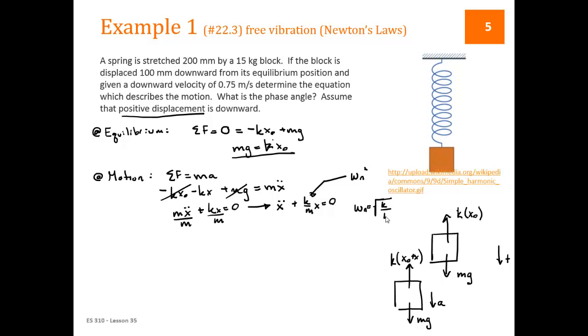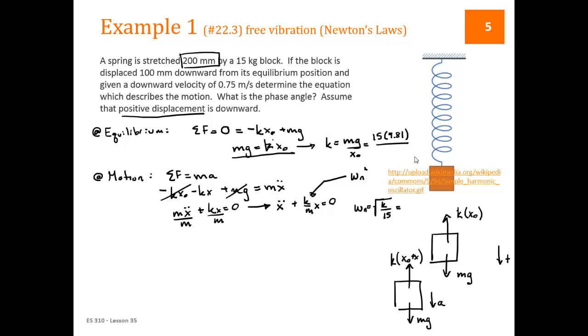We do know m is 15. Alright, let's figure out what k is. We can go back up here and use numbers in this expression to find k. So based on this expression, k is equal to mg divided by x naught. Well, m is 15, g is 9.81, x naught is the initial stretch under just gravity, so 0.2. So k is equal to 735.75. Plug that in down here, we get omega n is equal to 7.